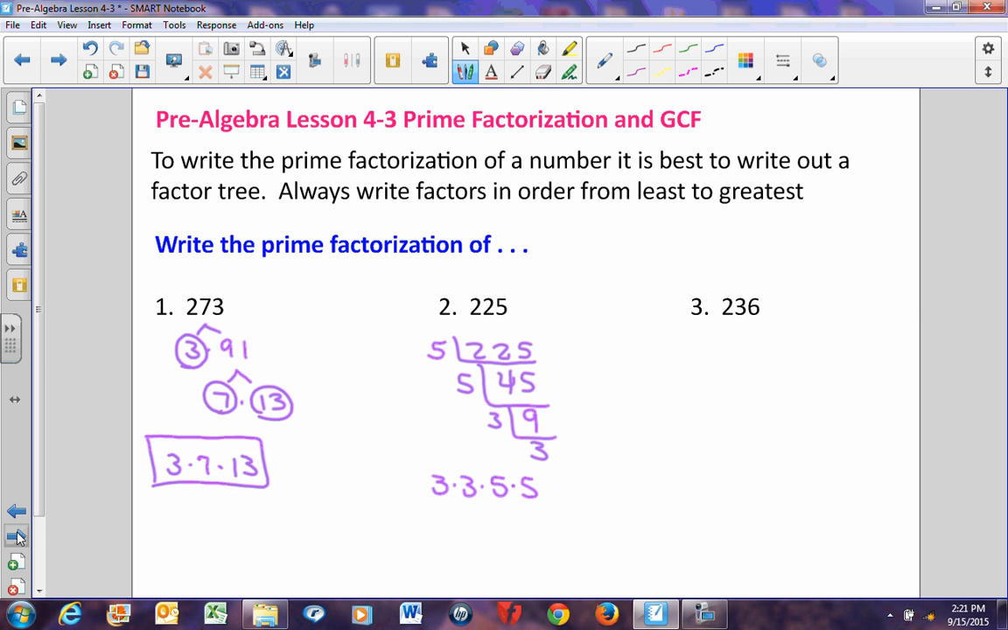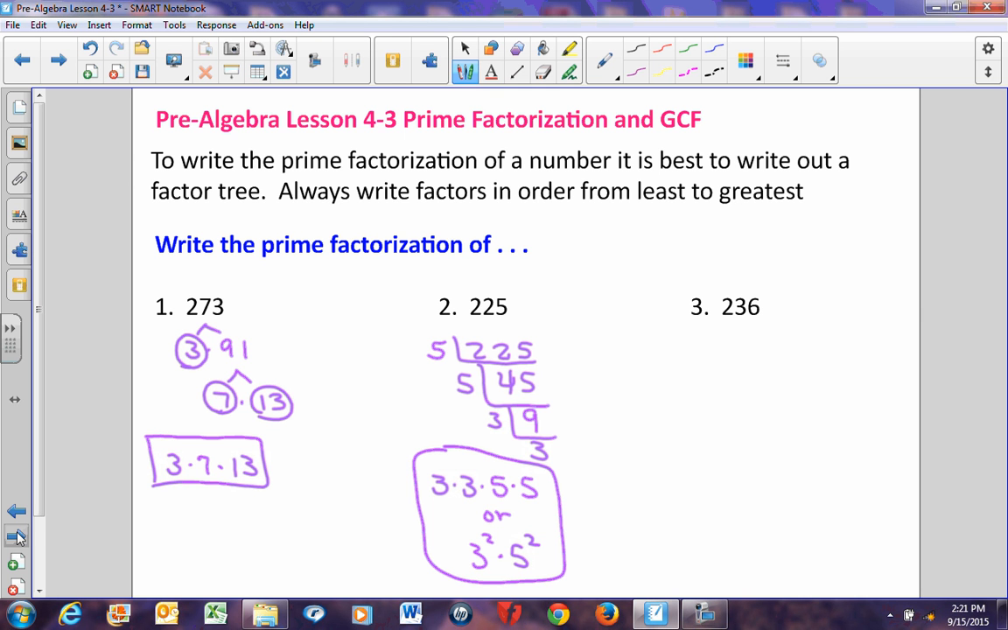Or my preferred method, because you do know exponents, is 3 squared times 5 squared. You do have to show the multiplication. If you just say 3 comma 3 comma 5 comma 5, you're going to come up wrong. Because you have to show it as a multiplication problem.